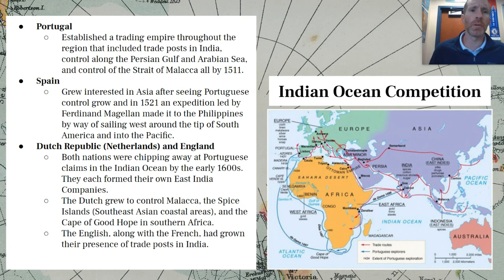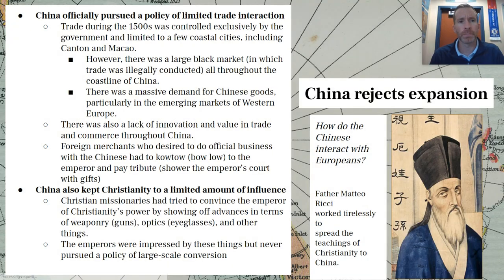Now, later on, as the Portuguese, being a relatively small nation, are not able to hold on to control of the Indian Ocean, the Dutch, or the Netherlands, and the English are going to start to chip away at Portuguese control of the Indian Ocean trade network. Both the Dutch and the British are going to form their own East India companies, and they're going to start to create trade posts throughout the region. The Dutch will typically leave it at the trade post level for the most part, but the British will look to build more of an empire over time. And you will see the French start to make a presence in the region as well, a little bit after these two nations.